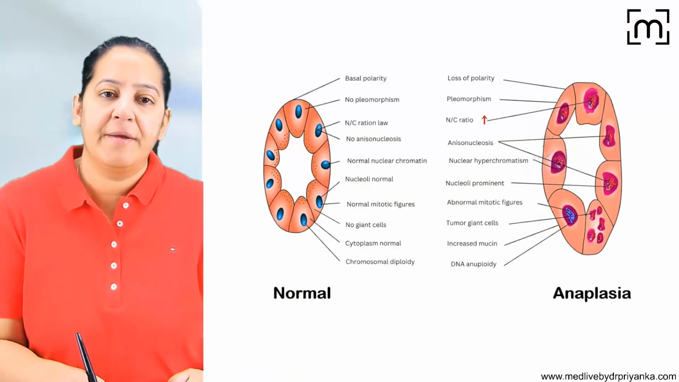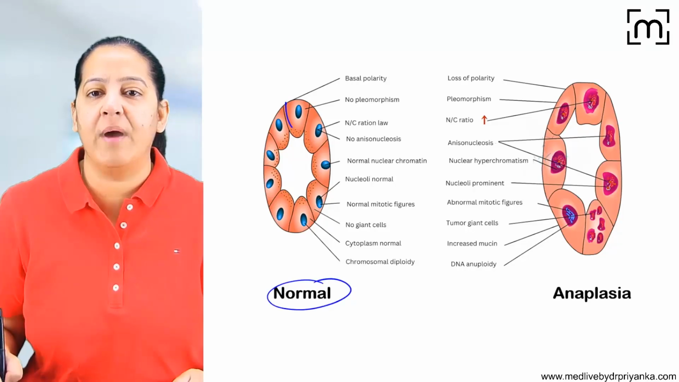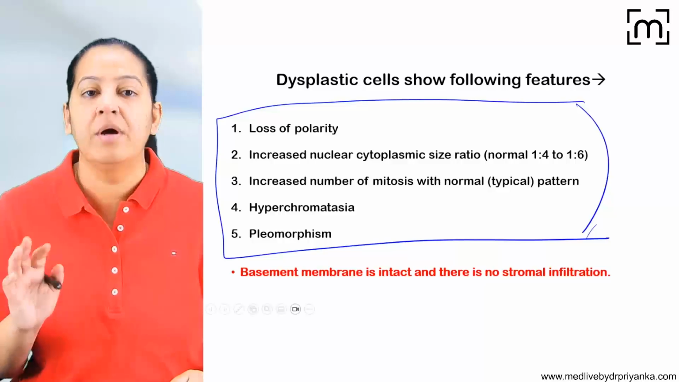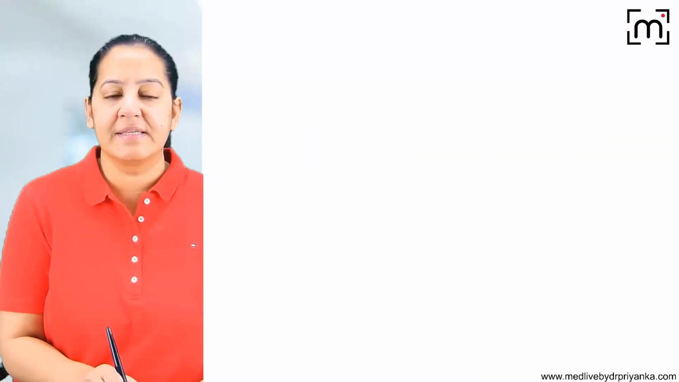Please understand. Now imagine this is a normal cell, and here I'm showing you anaplastic or dysplastic cells. Let me explain. I will draw it for you rather. So you can see this is a cell.